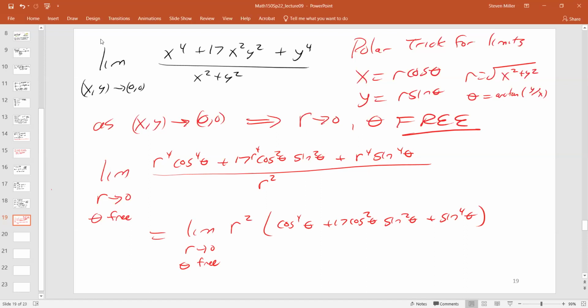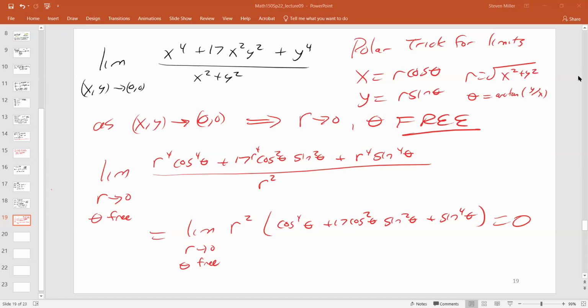So what's this limit going to be? It's just going to be 0. We've now checked infinitely many paths. And so notice theta is just along for the ride. And so by checking just as r goes to 0, we are able to prove that the limit really does exist.